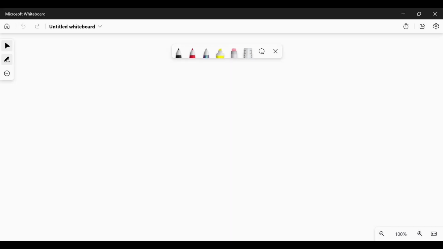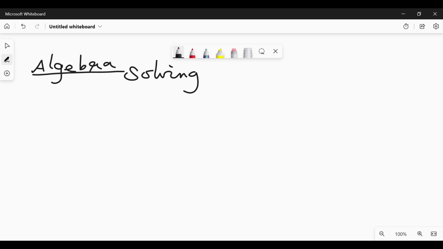Hi all, good day. Today the next topic we are going to take from algebra is solving linear equations in one variable.